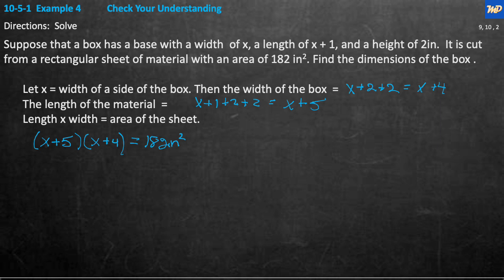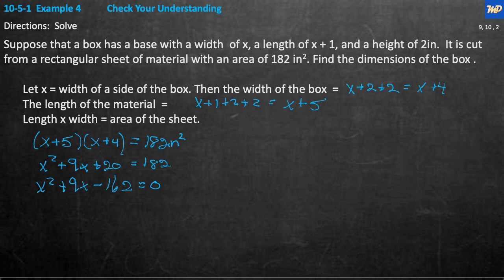So now we have to get this in a quadratic form that we can solve by factoring. In order to do that, we have to multiply these terms out. So we're going to get x squared plus 9x plus 20, and that equals 182. Now we have to get this to 0 on the right-hand side, so we have to subtract 182 from both sides. So now we have x squared plus 9x, and 182 minus 20 is 162, so negative 162, and that equals 0.